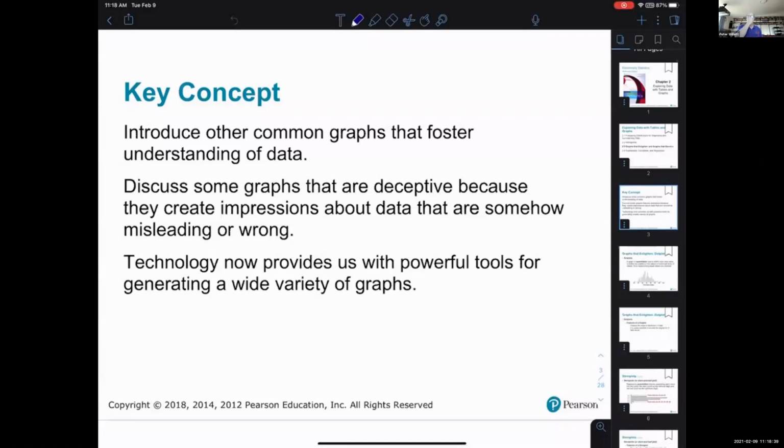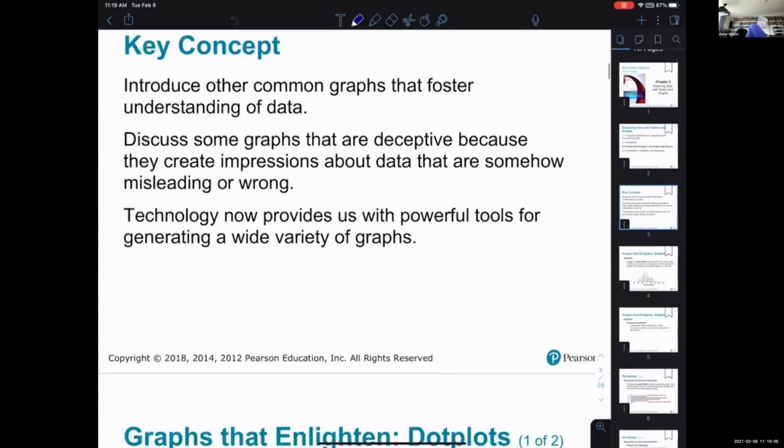And so part of being a good consumer of statistics is to be able to also recognize when graphs aren't done in a way that is helpful, but that instead might be deceptive. And so we're going to discuss that in this section too. So it's not like we don't want to use graphs, we do, but we also want to develop an understanding of the best way to use graphs and how graphs can sometimes be misused as well. All right, so having said that, on we go.